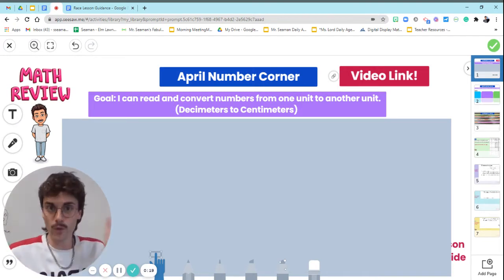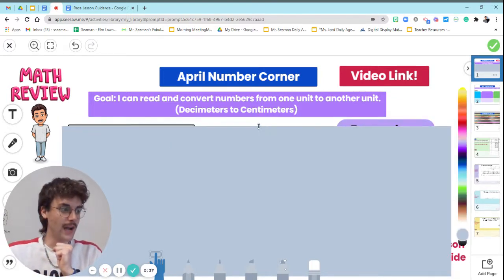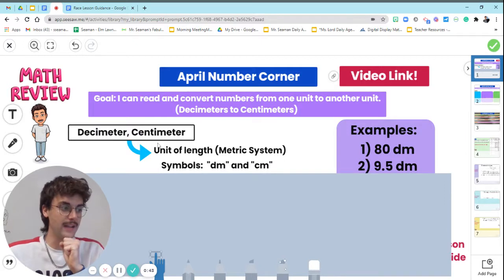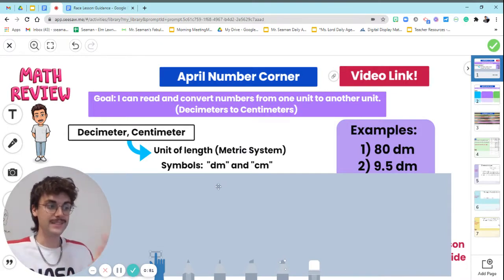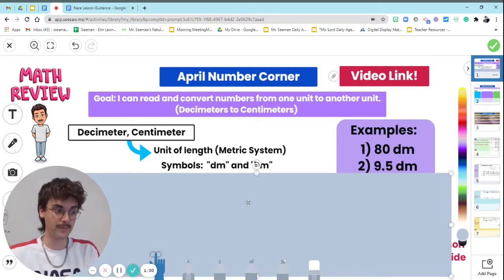Our goal for today's activity is: I can read and convert numbers from one unit to another. Today it is decimeters to centimeters, or centimeters to decimeters, however you want to look at it. What is a decimeter? Decimeters and centimeters are units of length, and they are a part of the metric system. The symbols are dm for decimeter and cm for centimeter.